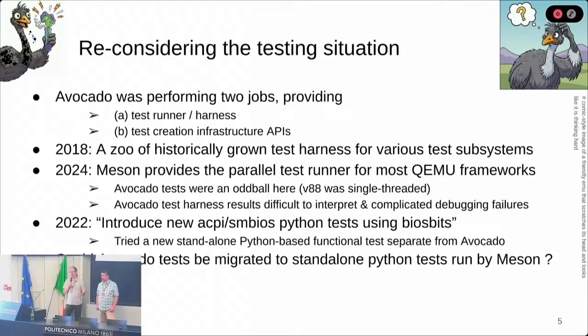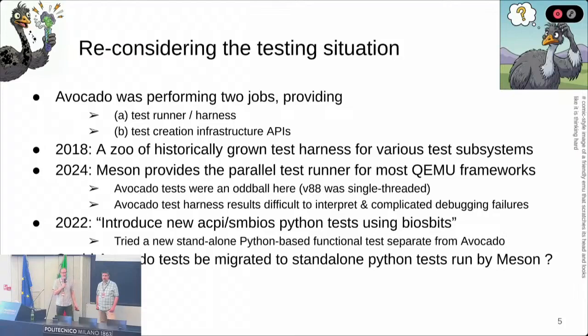So at this point, Avocado was a bit of an oddball, as Avocado was still a test runner, as well as providing the test infrastructure APIs. And having the Avocado test runner in between the tests and meson just further complicated the debugging when things went wrong.